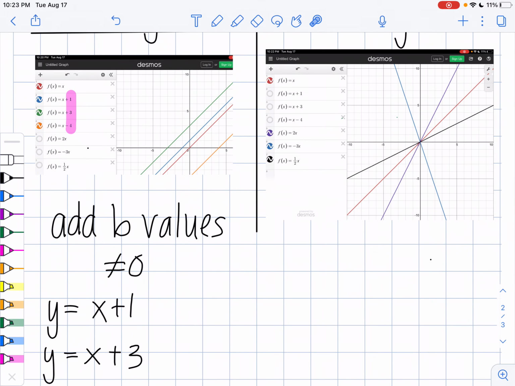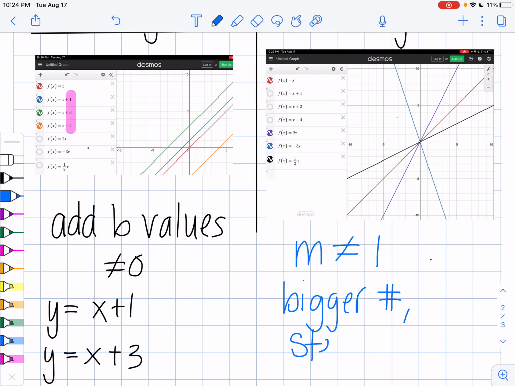It's the bigger the number, the steeper the slope. So let's write that down. So when I have an m value that's not equal to 1, remember m is the slope. The bigger the number, the steeper the slope. Only catch is, sometimes it can be negative.